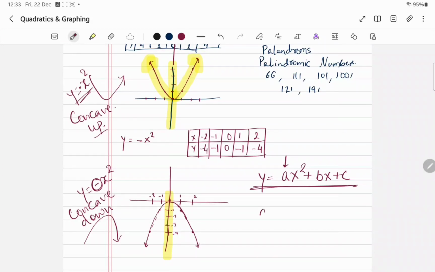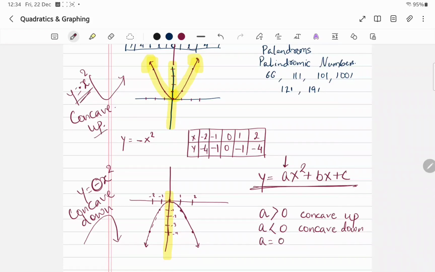So if a is greater than 0, it means it is a positive number. When it is a positive number, it is concave up. We just did that. Now, when a is less than 0, it means it is a negative number. So if it is less than 0, it is concave down.